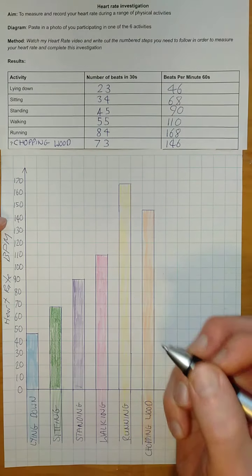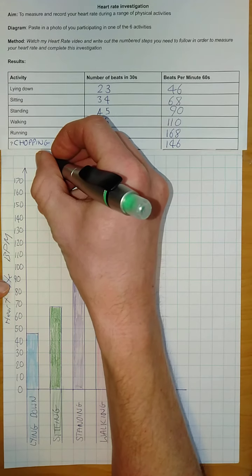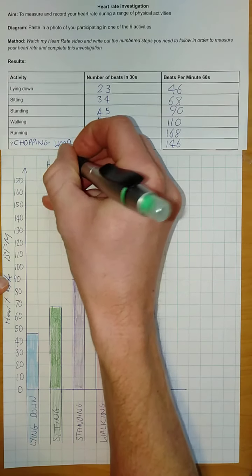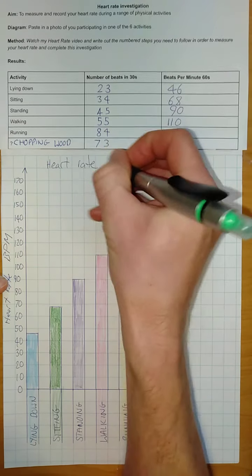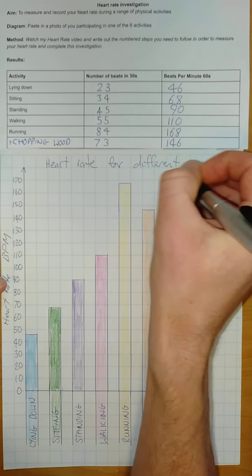Alright, and there's my completed graph. The last thing you need to do with graphs is always give them a title. This one, the y-axis is heart rate. So heart rate for different activities will be a great title.